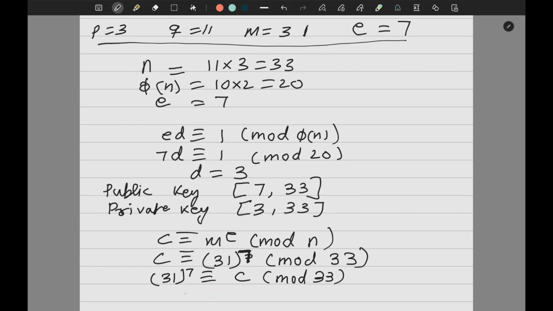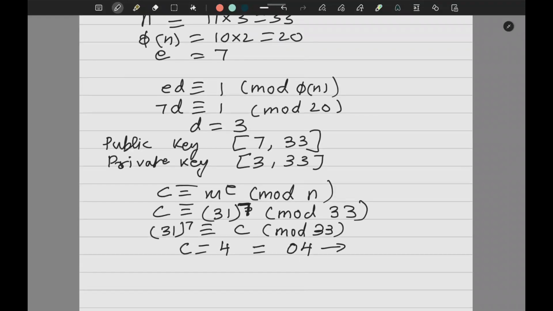Okay. So you will get that C is equal to 4. So this 4 is written as 04. And if you go to our RSA algorithm coding thing, we know that 0 represents A and 4 represents E. So this is A and this is E. So my answer is AE. Right? So this is how you have to do the questions. So if you remember the simple basic steps and the formulas, then definitely you will get the correct answers.